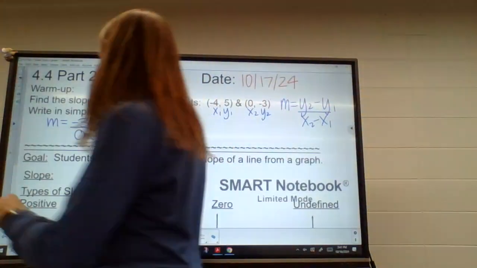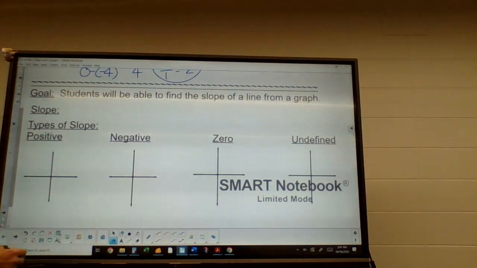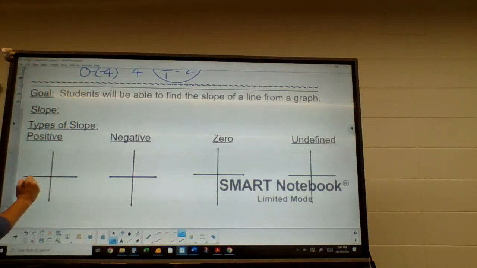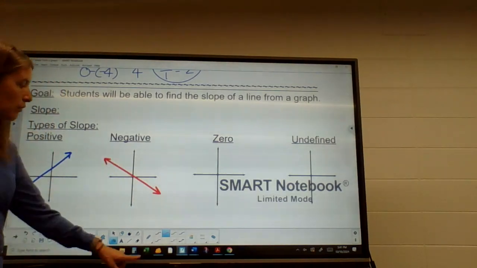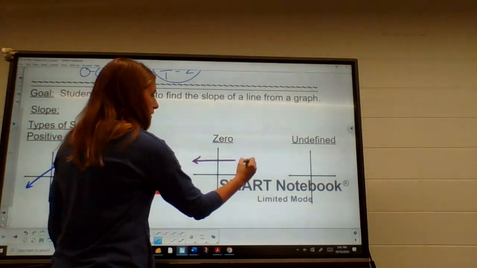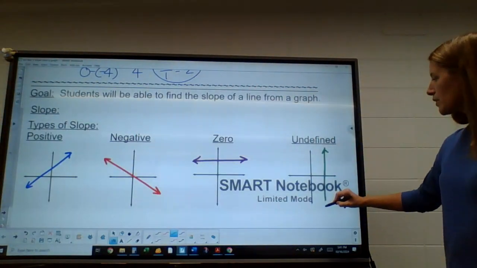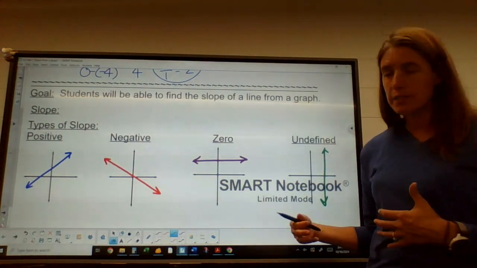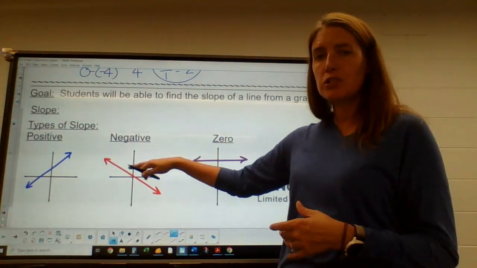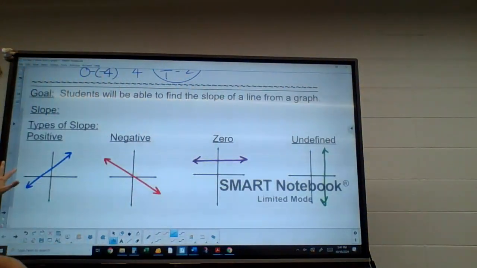So this was what we did last class. This time we're doing slope from a graph, which we did already, but I'm just going to quickly run through them again. So remember, positive is uphill, positive. Negative is a downhill slope. Zero is our flat line. And then undefined is the vertical line. So we're going to see those on the graph today, mostly ones like the first two. These are more unique, and so they come up less often.